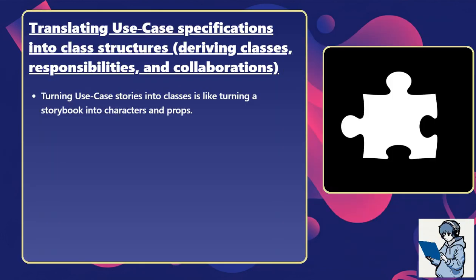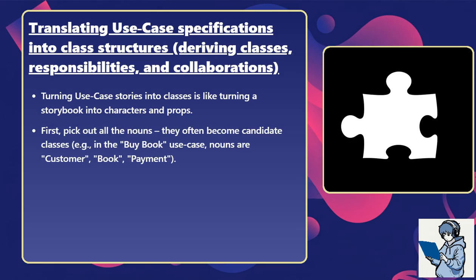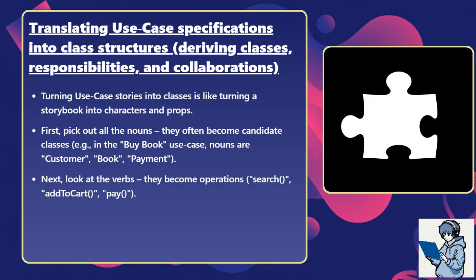Turning use case stories into classes is like turning a storybook into characters and props. First, pick out all the nouns. They often become candidate classes. For example, in the buy book use case, nouns are customer, book, payment. Next, look at the verbs. They become operations: search, add to cart, pay.